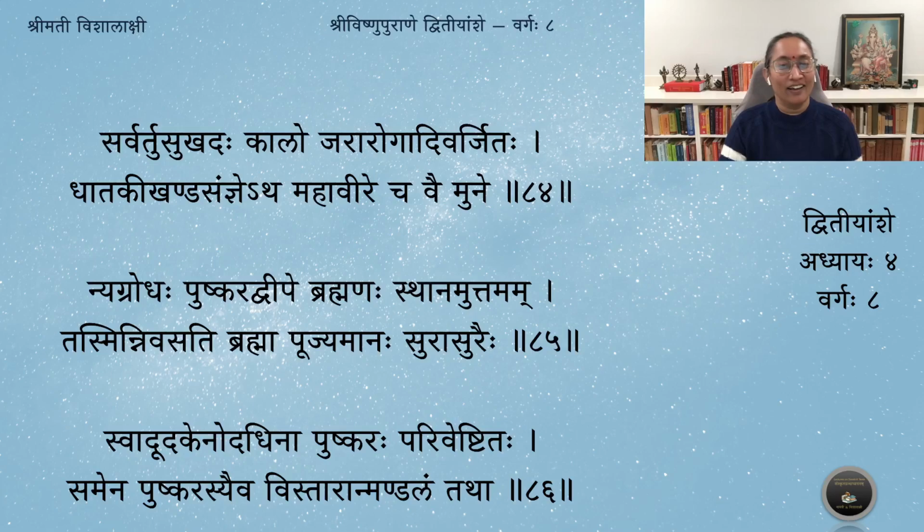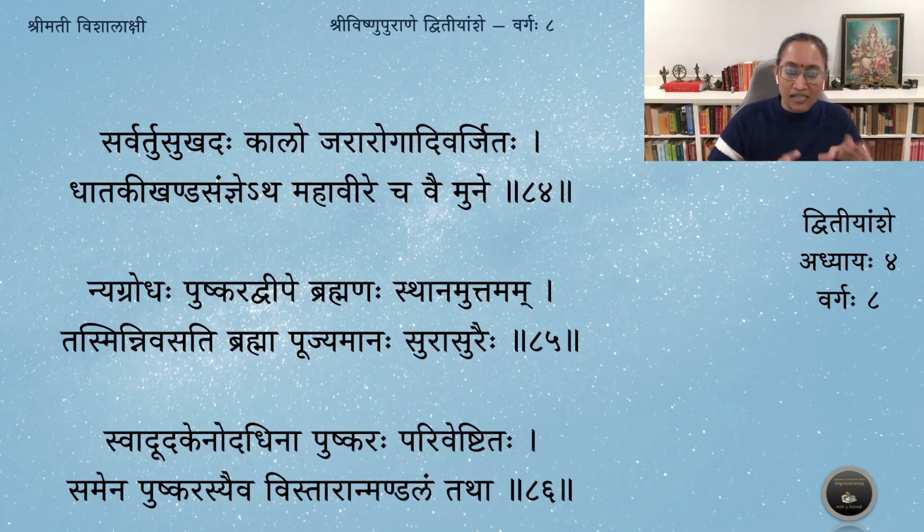சர்வர்த்து சுகதஹ காலஹ ஜரா ரோகாதி வர்ஜிதஹ धातकी खंड समज्ञे अथ महावीरे च वै मुने. வாஸ்தவம் தான், போர் அடிக்கும். எல்லாம் ஒரே ஸ்டாக்னண்ட்டாக இருக்கும் நமக்கு. சர்வர்த்து சுகதா காலஹ காலஸ்து தத்ர சர்வ ருத்து சுகதா. இஸ் வெரி சுகம் ஏவ ததாதி தத்ர சர்வேஷு அபி ருத்துஷு. இன் ஆல் சீசன்ஸ் இட் கிவ்ஸ் ஹாப்பினஸ். तादृशः कालः वर्तते तत्र. So jara rogadi varjitaha. There is no old age, no rogam, disease.